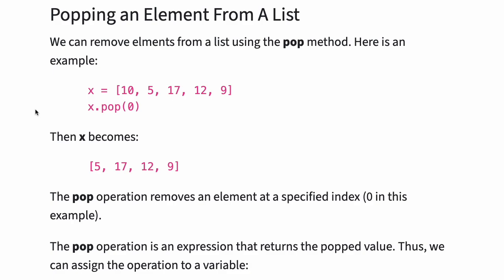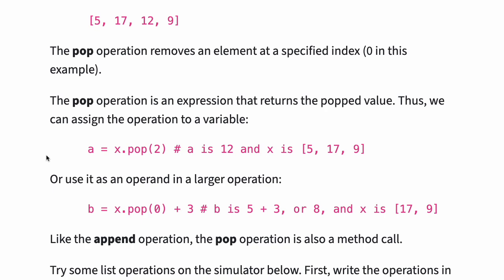We can remove elements from a list using a pop method. Here's an example. First, Python assigns the list [10, 5, 17, 12, 9] to variable x. In line 2, we pop at index 0. Then x becomes the list [5, 17, 12, 9]. The pop operation removes an element at a specified index, 0 in this example. The pop operation is an expression that returns the popped value.